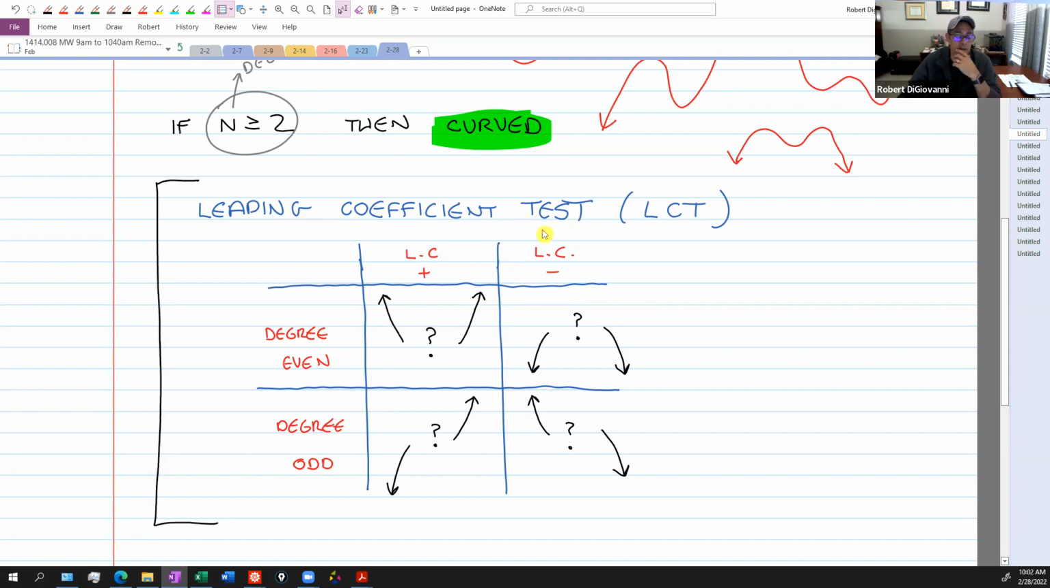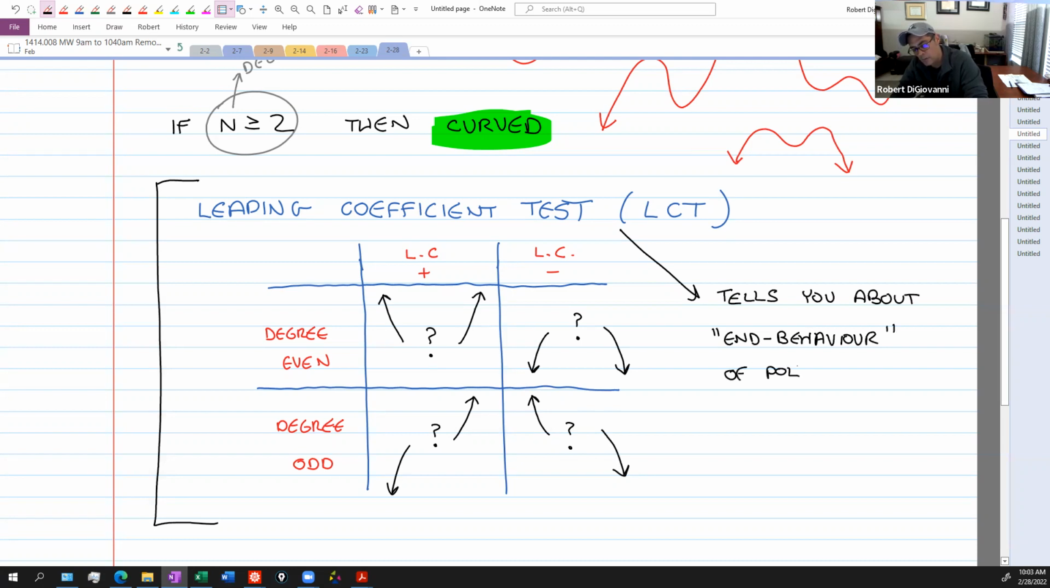So here's the way the leading coefficient test works. This test tells you about what we call the end behavior of the polynomial. All polynomials are going to do one of four things on the edges, the ends, when you draw them.